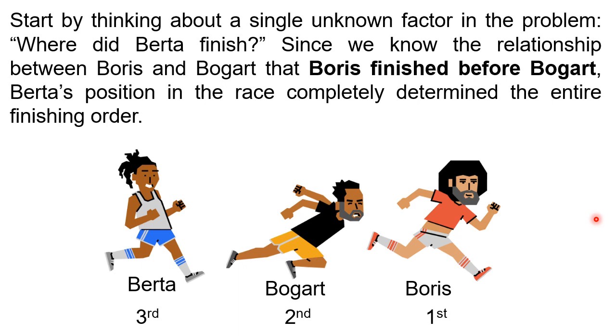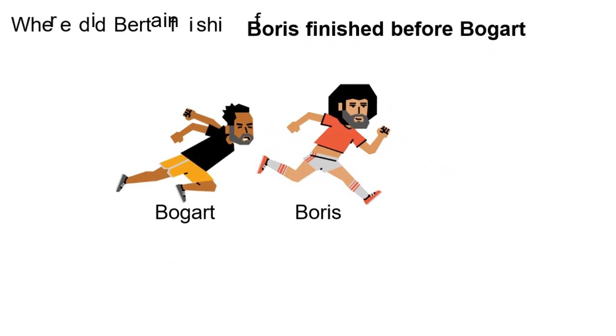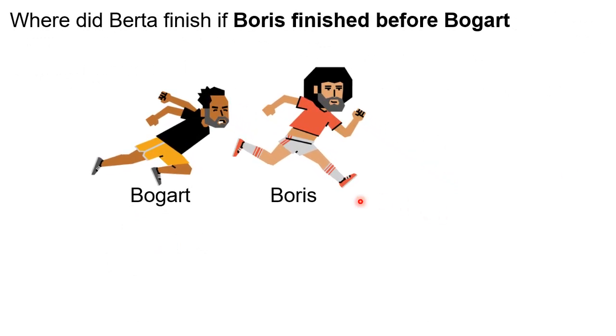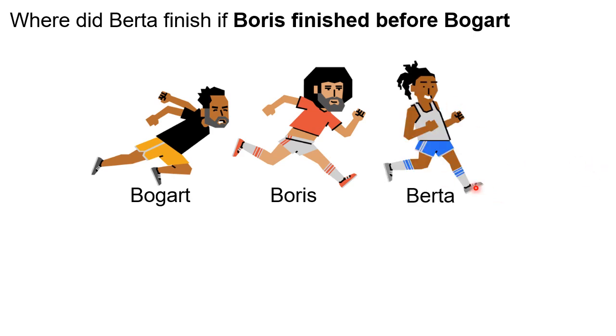Now, is there another way for us to have this arrangement, as long as Boris finishes before Bogart? We can have another solution. What is important is that Boris should finish before Bogart, then we can put Berta in front of the two guys. And this is another solution: Berta is first, Boris is second, and Bogart is third. So we always notice, class, that Boris should always be ahead of Bogart no matter what.